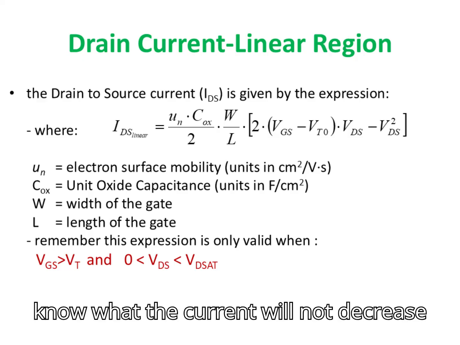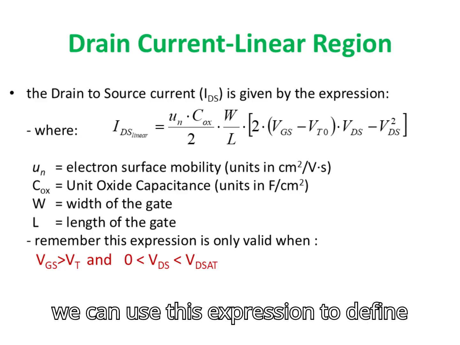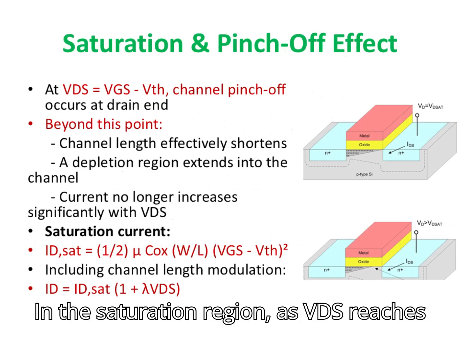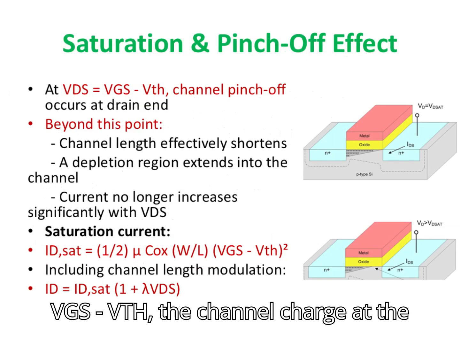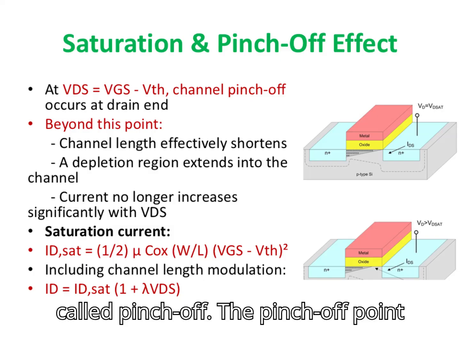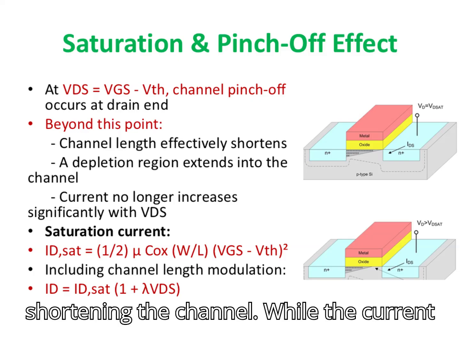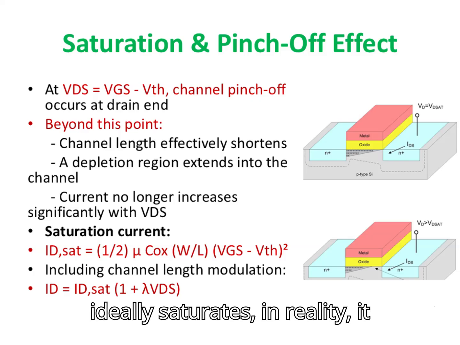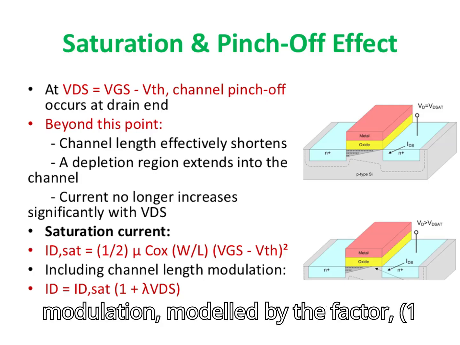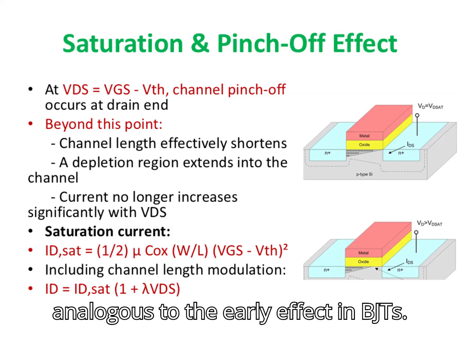Linear region. Since we know the current will not decrease as VDS increases past VDSAT, we can use this expression to define VDSAT. In the saturation region, as VDS reaches VGS minus VTH, the channel charge at the drain end vanishes. This condition is called pinch-off. The pinch-off point moves slightly back towards the source as VDS increases further, effectively shortening the channel. While the current ideally saturates, in reality it increases slightly due to channel length modulation, modeled by the factor 1 plus λVDS. This effect is analogous to the Early effect in BJTs.